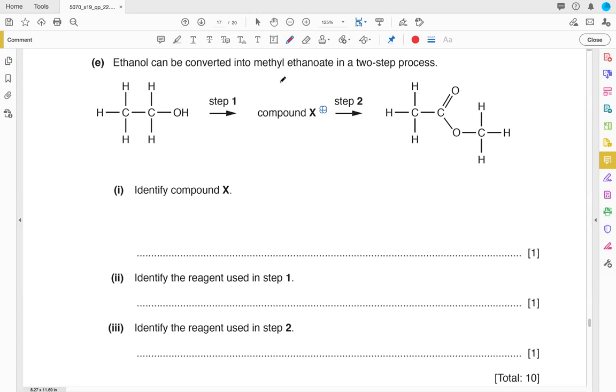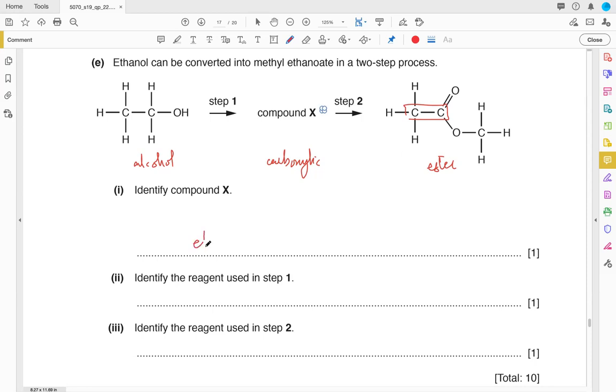All right, ethanol can be converted into methyl ethanoate in a 2-step process. What's happening here is that you are basically converting ethanol to methyl ethanoate, okay? And obviously this is an ester and this is an alcohol. What's the journey like? You have to first convert alcohol to carboxylic acid, and that carboxylic acid will then convert to ester. Why are we sure that this is the case? Because in the ester that we have, there is a carboxylic acid with 2 carbons, and no wonder this is basically made from alcohol, ethanol. So what's compound X? The one that gives us ester with 2 carbons.